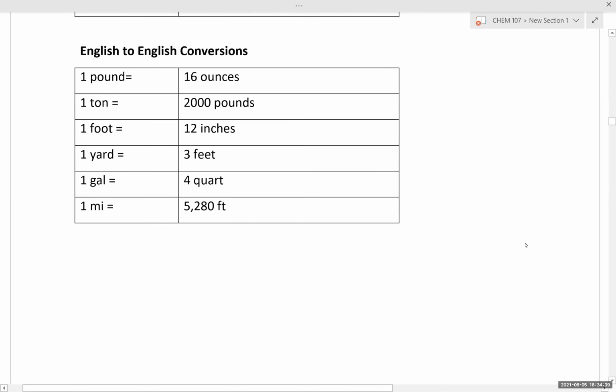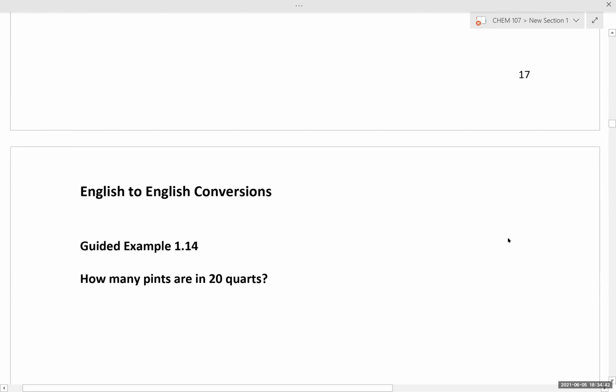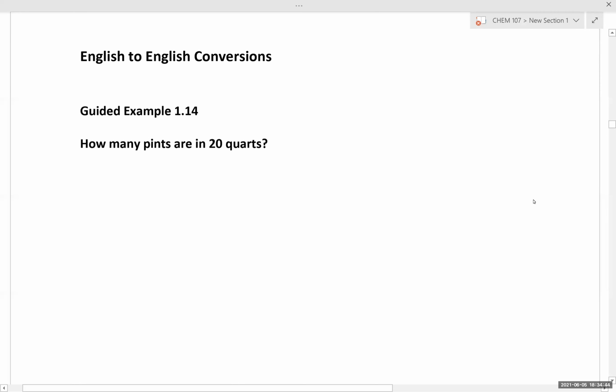So let's look at an example. Just like before, our goal for English to English and English to metric conversions is to identify our starting unit, identify our desired unit, and then figure out a conversion factor that lets us convert between our starting and ending unit. So let's look at a simple example first. How many pints are in 20 quarts? So our starting units are quarts, and we are trying to convert quarts to pints.